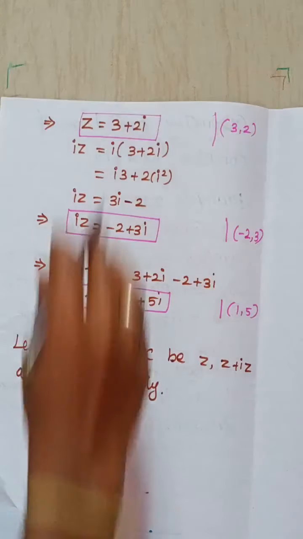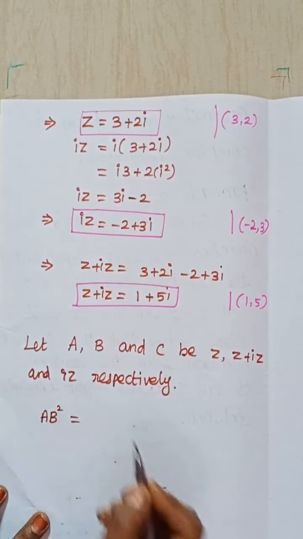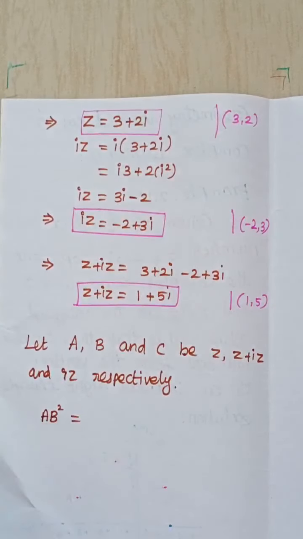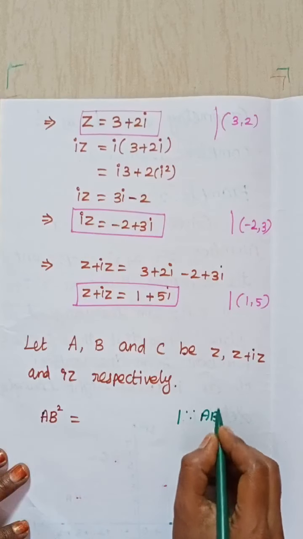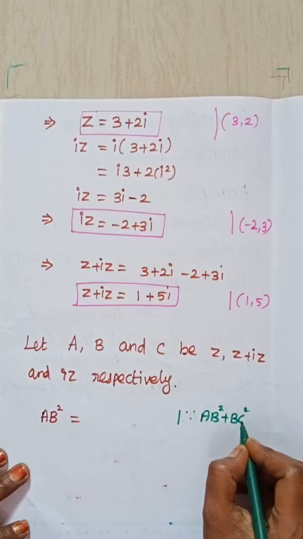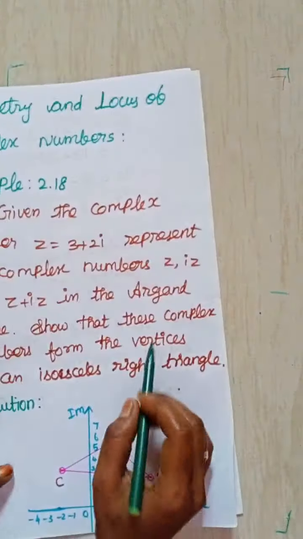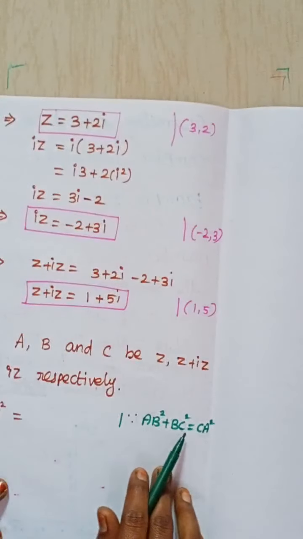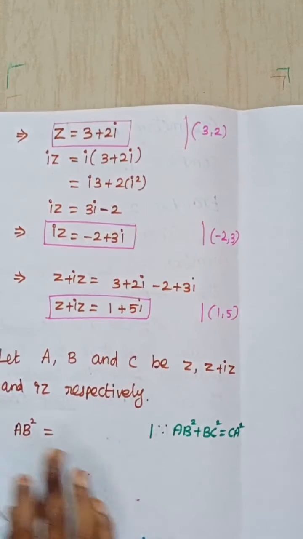Now find the lengths of these sides. AB square, which is equal to... why do we find AB square here? Since the proof for the isosceles right triangle is AB square plus BC square is equal to CA square. Here we prove that it is an isosceles right triangle. So AB square plus BC square equal to CA square is the proof.